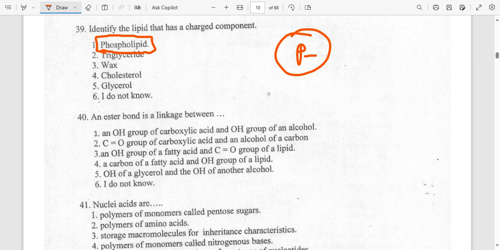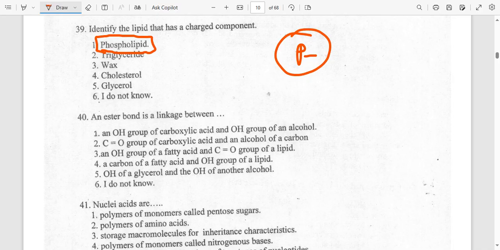Okay, just give me a moment. Are you able to see my screen now? Okay.